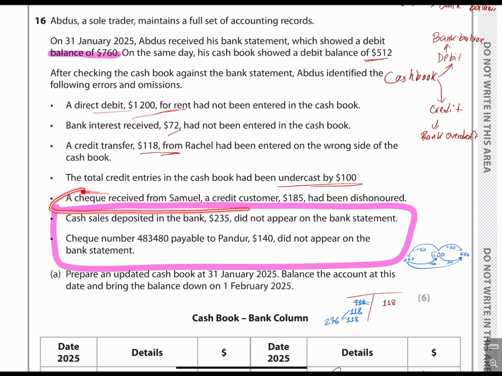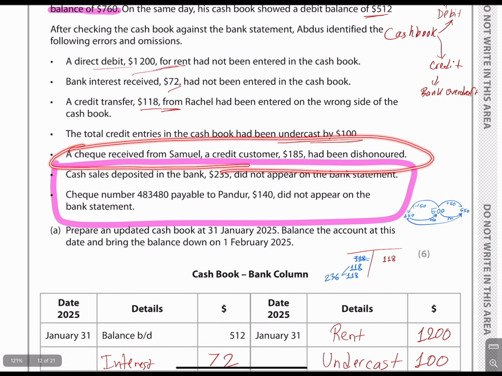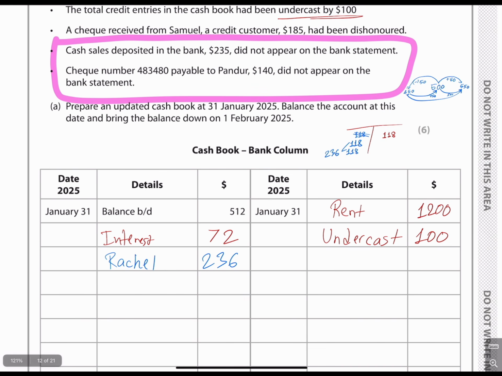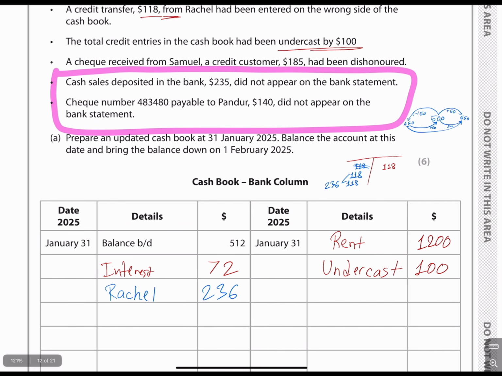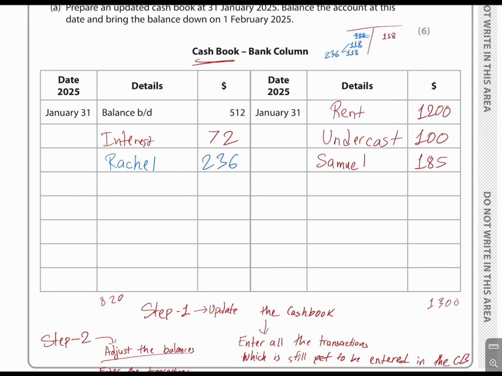A check received from Samuel, a credit customer, for 185 had been dishonored. First you had entered it on the left side, but next you know that it wasn't received by the business, the amount was dishonored. So write the name of Samuel. As this is a cash book, we don't write cash book here. So Samuel 185.